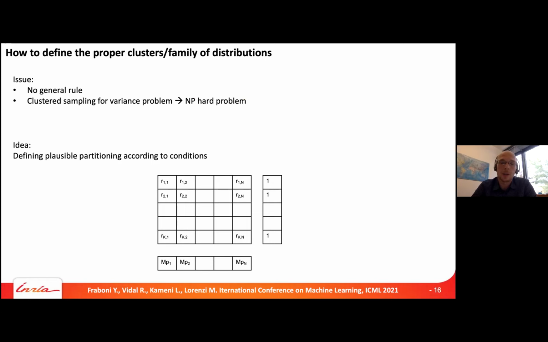So why not just define some heuristics to define these clusters, these distributions, and prove that the heuristic actually provides a valid rule for this sampling. And the rule is that the rows have to sum to 1 and the columns have to sum to M p_i, because this is a sufficient condition. So any choice here that respects these two constraints is a good one. We know that we are doing things properly.